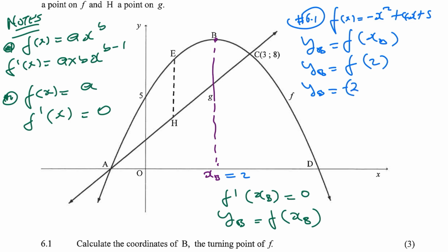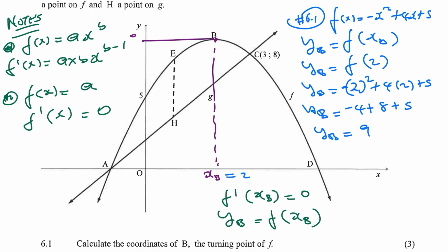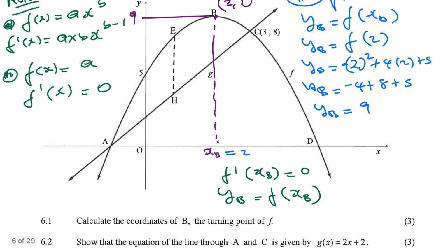So it's going to be negative 2 squared plus 4 times 2 plus 5. So the y value of b is minus 4 plus 8 plus 5. Minus 4 plus 5 is positive 1. 1 plus 8 is equal to 9. Great. So now the y value of b is equal to 9. So basically b is equal to (2, 9), and that's your answer. Am I making sense?